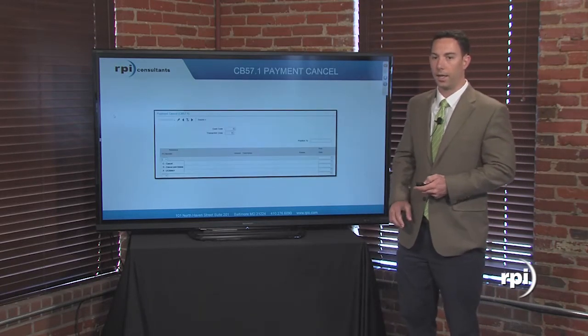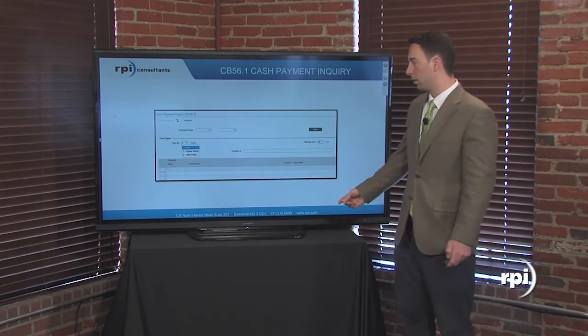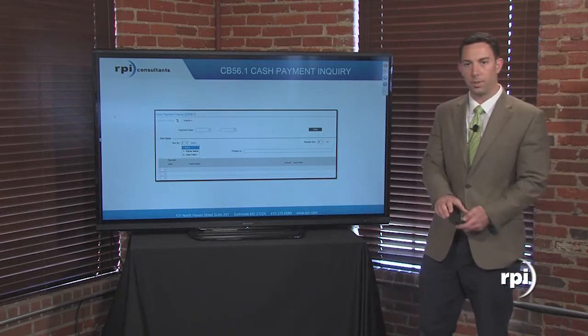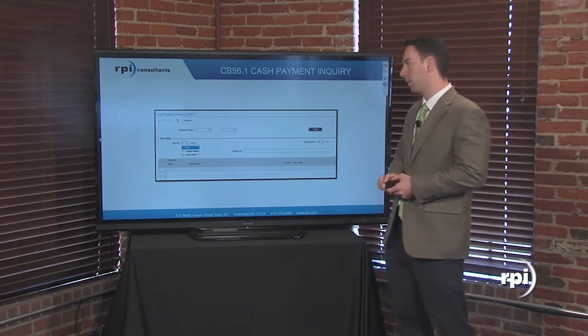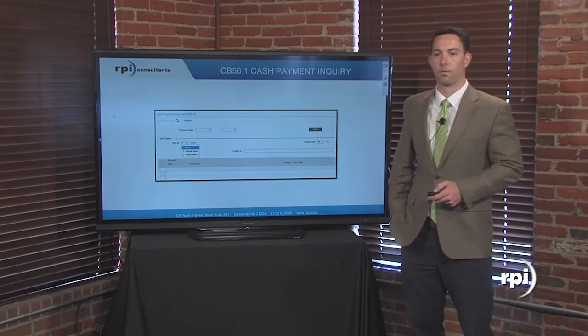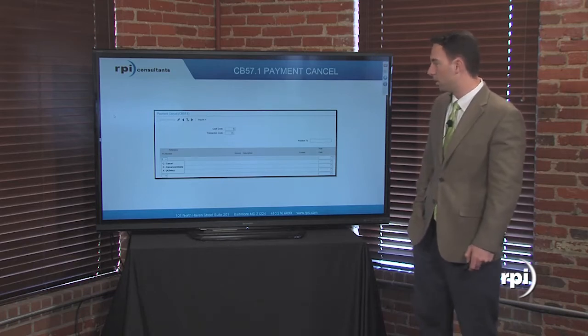There is a new way to search on CB56 by the payee name. So if you are using CB55 to initiate payments, you can now search for those payments via the payee name. And this is the payment cancel form, CB57.